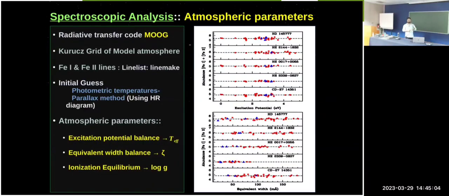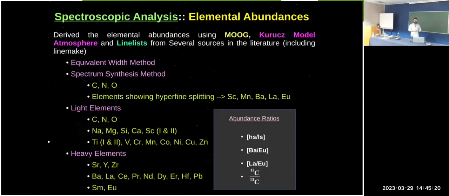Then we have used the conventional method of estimation of atmospheric parameters, such as excitation potential balance for effective temperature, equivalent width balance for microturbulent velocity, and ionization equilibrium for log g. We have derived the elemental abundances with the help of the equivalent width method and the spectrum synthesis method. Spectrum synthesis is mostly applied for elements which show hyperfine splitting, and to find the elemental abundances from molecular bands.